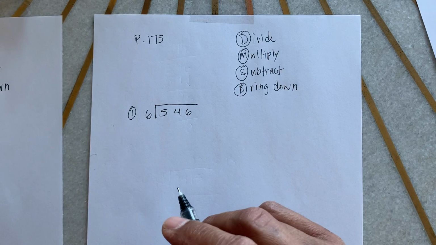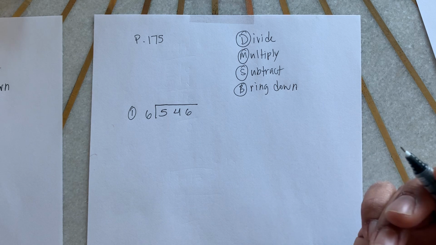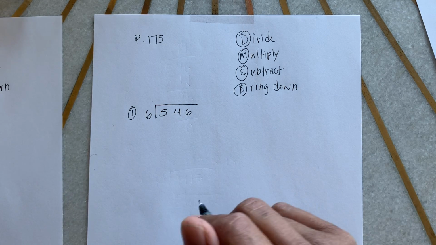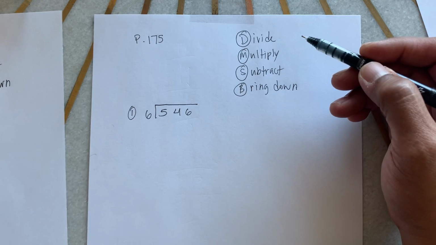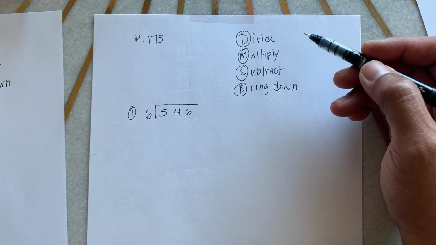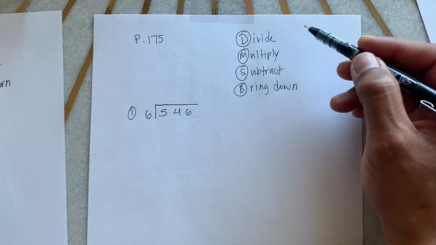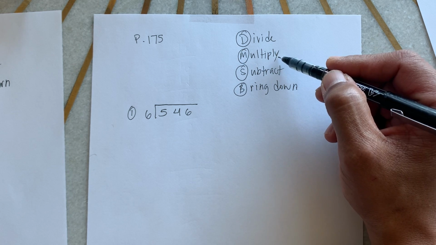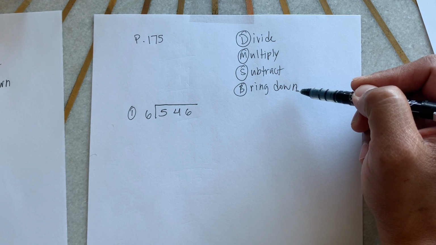Hey everyone, this is page 175, number 1 on your math homework in the packet. It has to do with long division, so I'm going to do this problem so you can see how I would have taught it if we were in the classroom. So here we go. First thing I want you to remember, some of you might know this already, is how to divide. The process is you first divide, then you multiply, then you subtract, and last you bring down, okay?